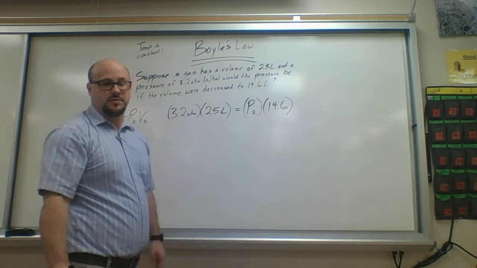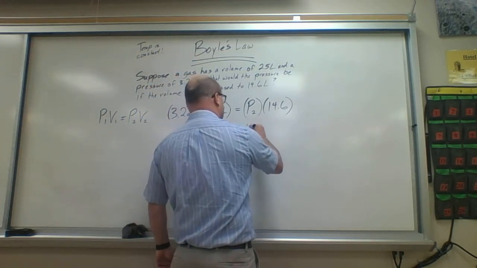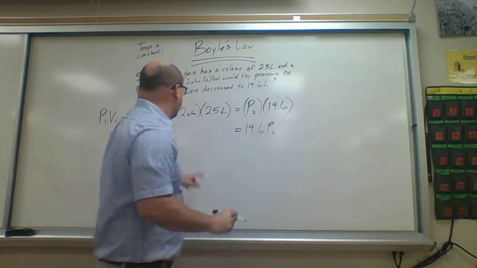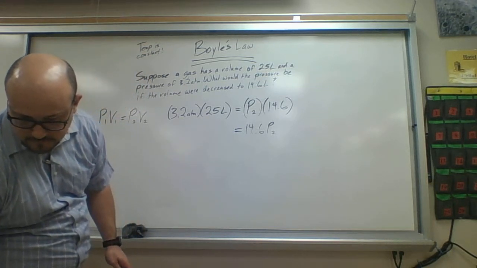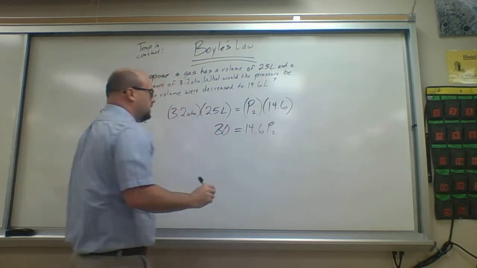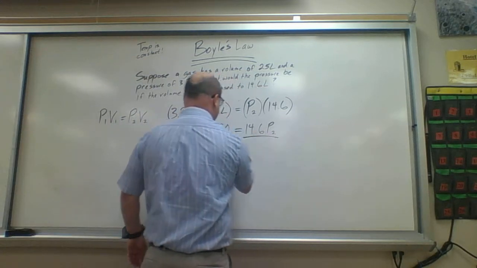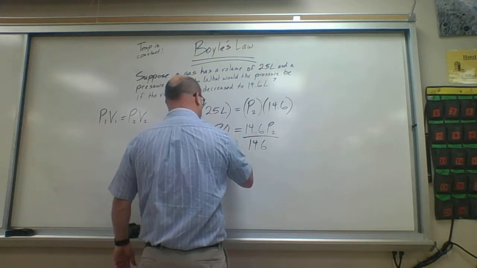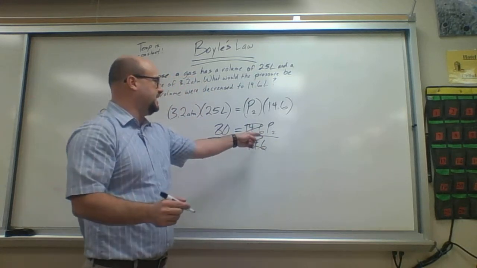Now we just solve the algebra. P2 times 14.6 gives us 14.6 P2. And then 3.2 times 25 gives us 80. Now we've done the multiplication, we have to do the division. Divide both sides by 14.6. This side cancels out. You're left with just P2.